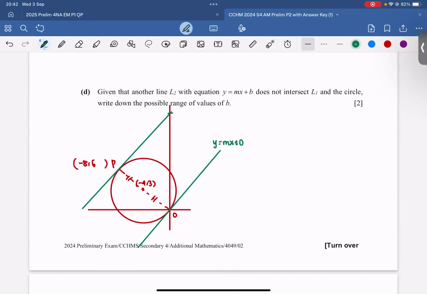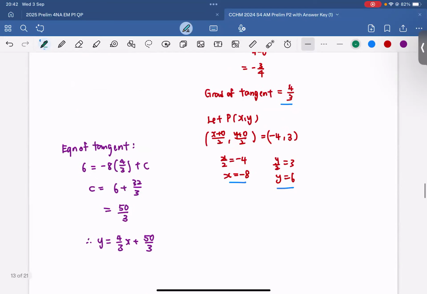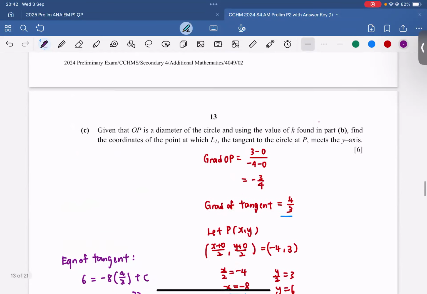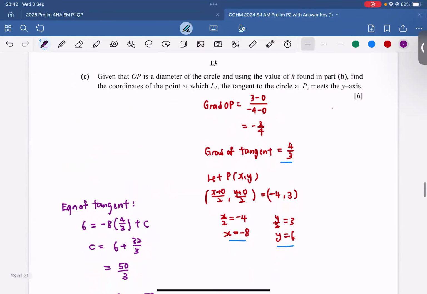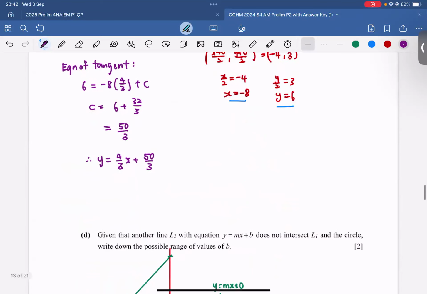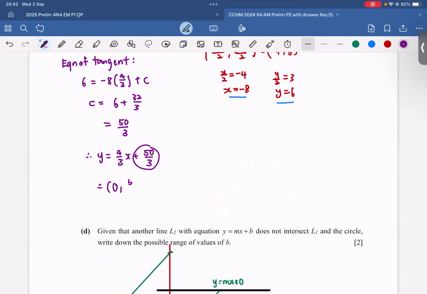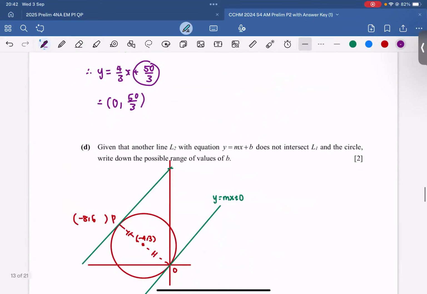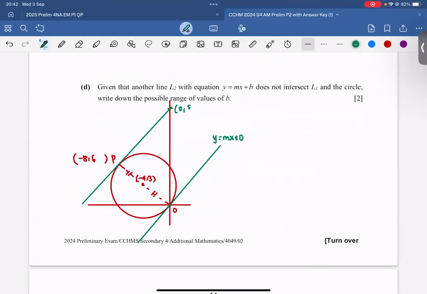Okay, this coordinate here, did I write down the coordinate? No, sorry. For the previous part, they asked for the coordinate where it meets the y-axis. When it meets the y-axis, it means y-intercept. So the coordinate is just (0, 50 over 3). Okay, so from this, we know this point is actually (0, 50 over 3). So if your line does not cut the circle and is parallel, you can see it's actually all these lines, all the blue color lines.